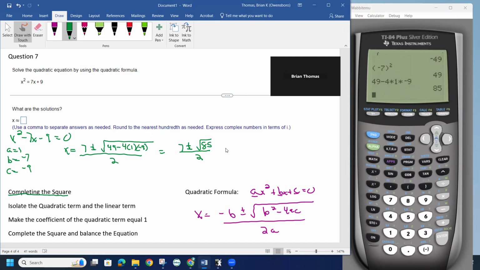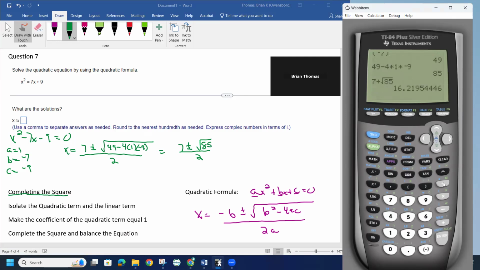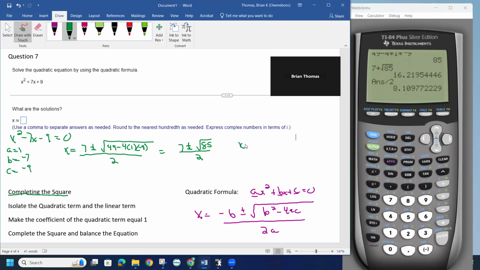So what you can do now is type in the top as 7 plus the square root of 85, get that answer, and then divide it by 2. And I have to round to the hundredths place, so that's this 0. That 9 would mean move it up to an 11, so x would equal then approximately 8.11.